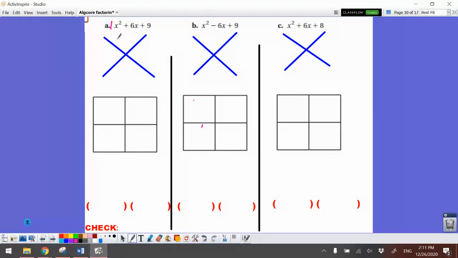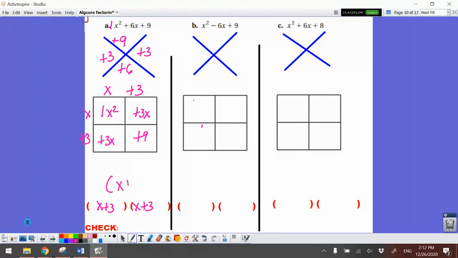All right, so 1 times 9 is 9. I need a positive 9 and a positive 6, so I know that's positive 3 and positive 3. So 1x squared plus 9, a 3x, a 3x, which is going to leave me with x plus 3 and x plus 3. So x plus 3, x plus 3, and I could also write this as x plus 3 squared because they're exactly the same.